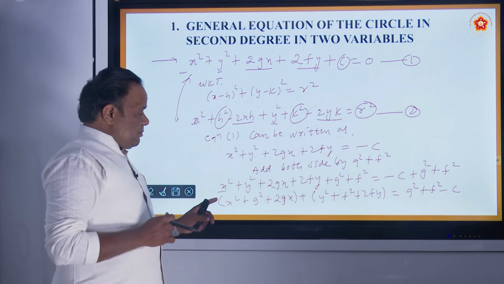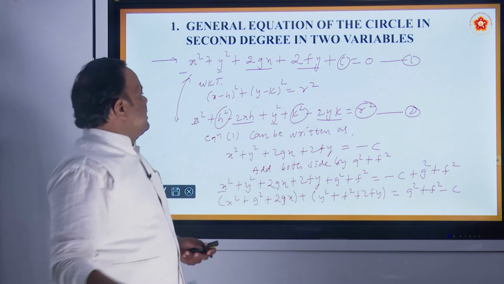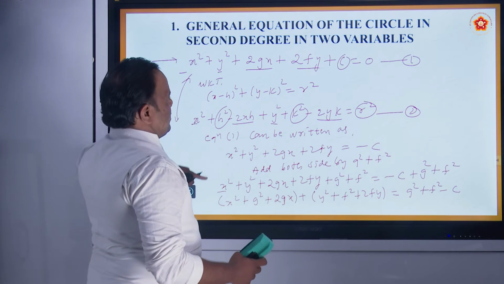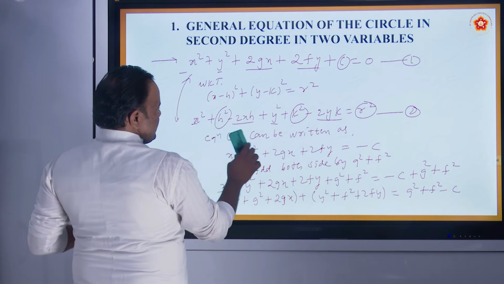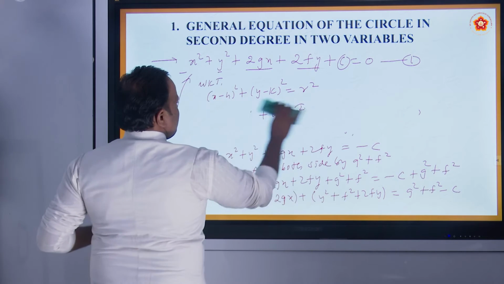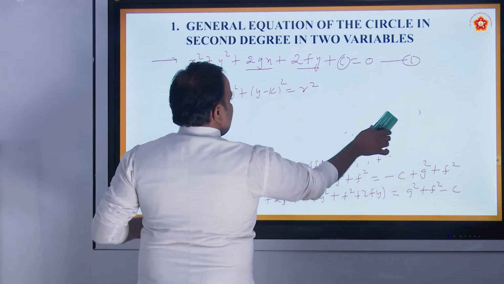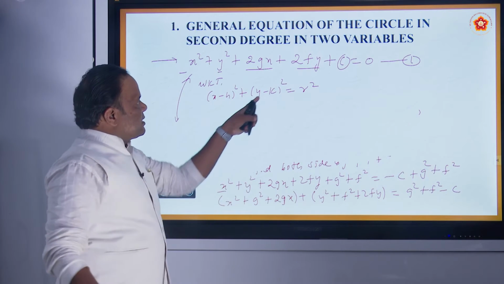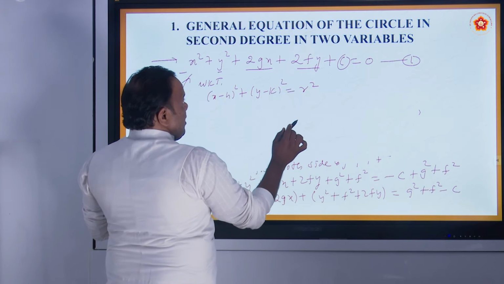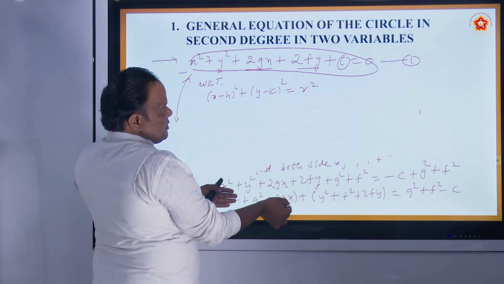Observe here. Pause the video and take all this down as notes. So this equation can be written as follows. Carefully observe here: you know the center of the circle is h comma k and the radius is r. But what is the center and radius of this circle? We can convert this equation into standard form.